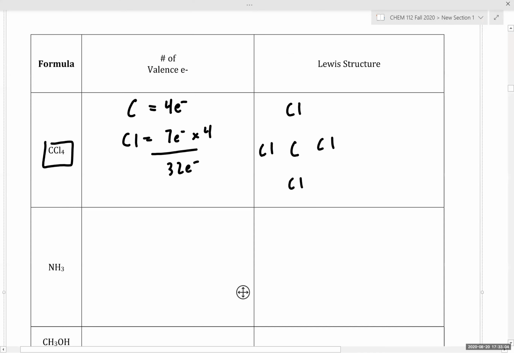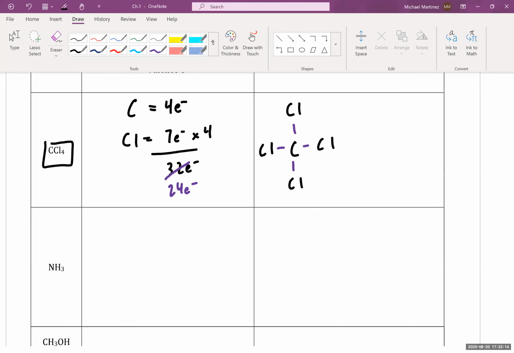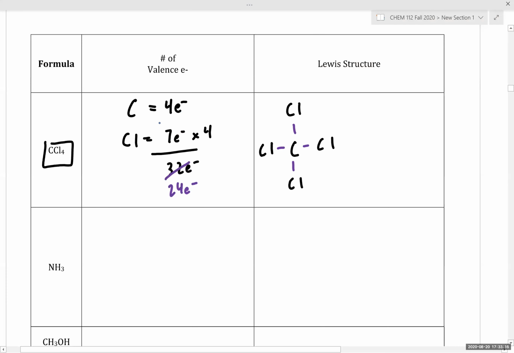Then I'm going to form 1 bond each. So I've formed 4 bonds total, used up 8 electrons. So now I have 24 electrons remaining. So looking at these outermost chlorine atoms, how many electrons do these outermost chlorine atoms need for a complete octet? They need 6. So we add 2, 4, 6 electrons.